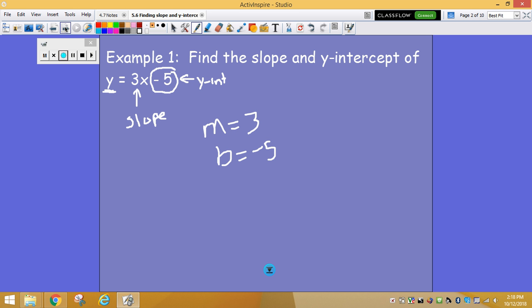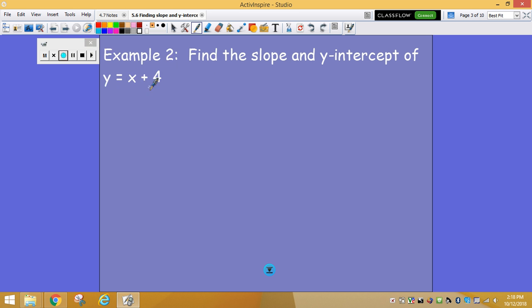Now, of course, it's not always going to be that easy. Let's look at this one. Find the slope and y-intercept. Well, first thing to do is say, is y by itself? Yes, it is. I already got y by itself. If there's no number in front of the x, hopefully by now you remember, we can put a 1 there. So if I said, what's the slope? It's 1. What's your y-intercept? The number at the end is a +4. So your slope is 1, your y-intercept is 4.